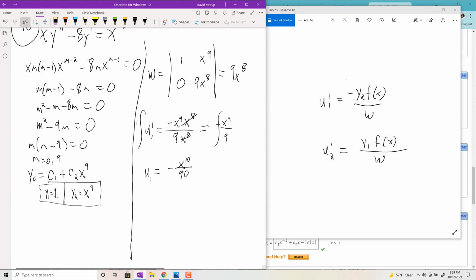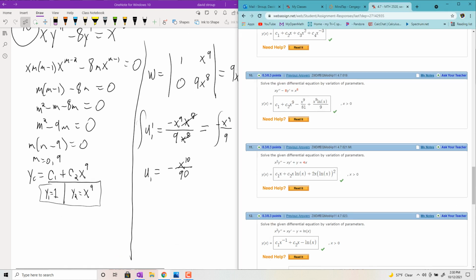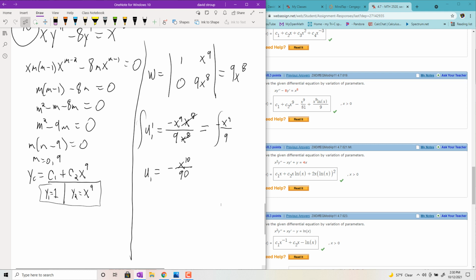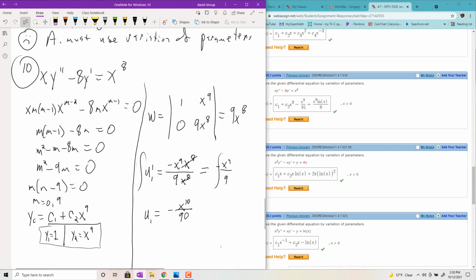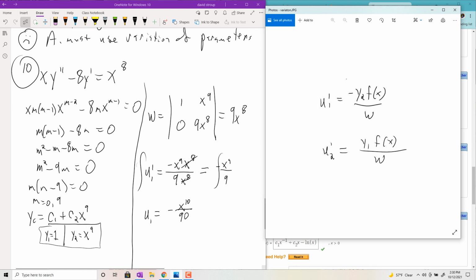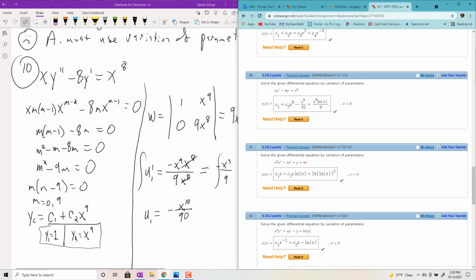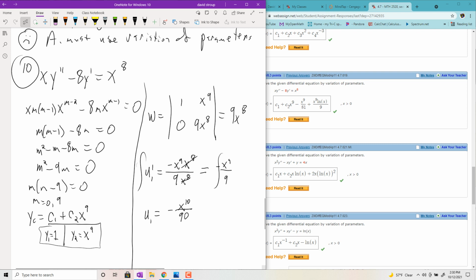Ugh, that doesn't seem right. Sort of wondering, did I get my formula wrong? Did I write my formulas down wrong? y2 is x to the 9th. Negative times the x, it's x to the 8th. Yeah. Okay, well, we'll just go with it.